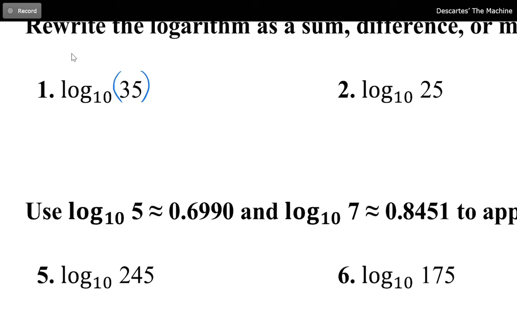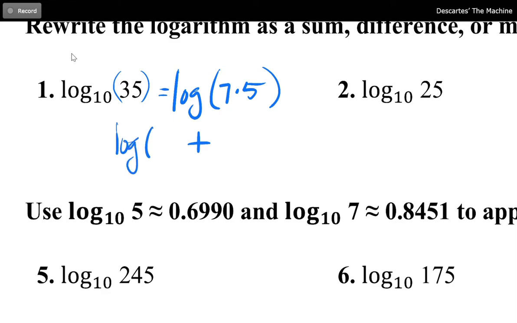Well, hopefully you can see very quickly that this is log of 7 multiplied by 5, and you're going to say, you didn't write the base. You're correct, I didn't, because it's base 10, and when there's no base written, it's understood to be base 10. So now I have a product of 7 and 5. I can make that a sum of log of 7 plus log of 5.